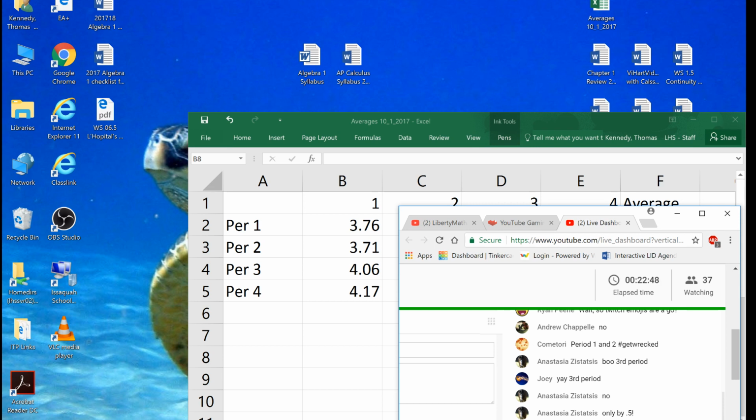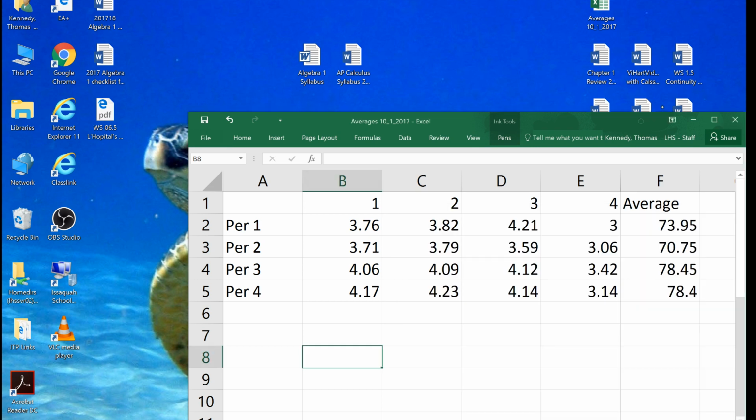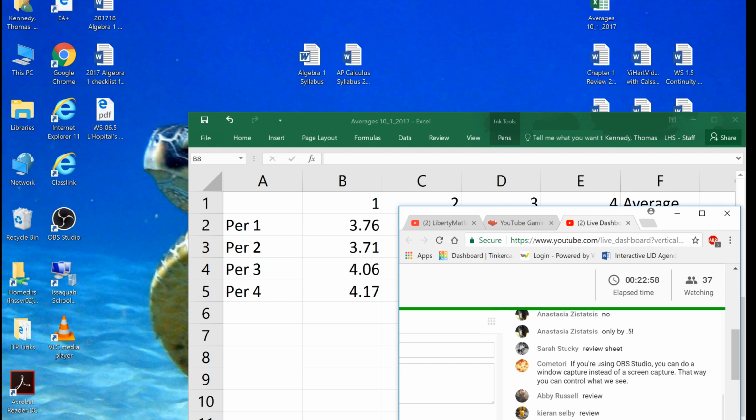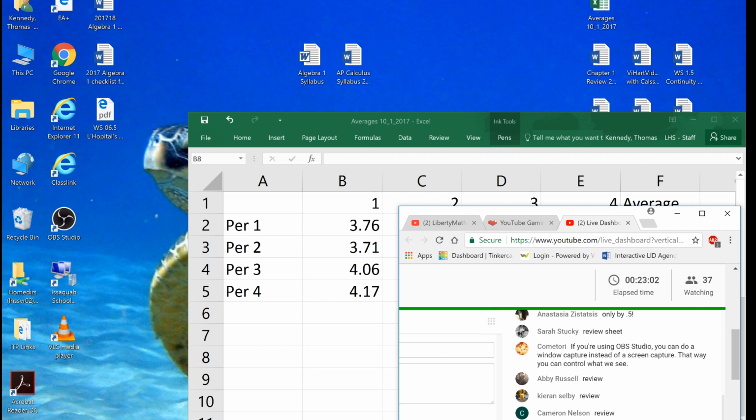Anastasia, I think it was 0.05%. It was like so little of a difference. Yeah, 0.05. I can do a window capture instead of a screen. I'm not sure that's better though.